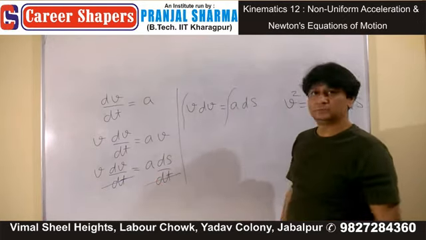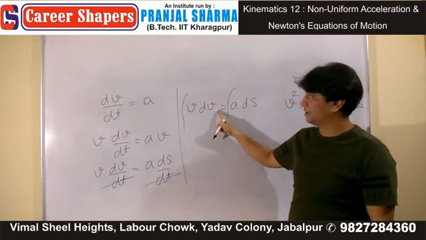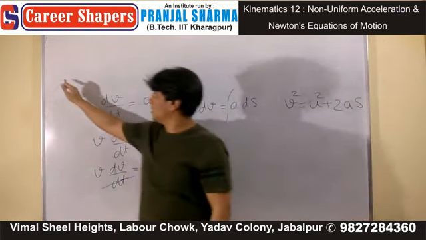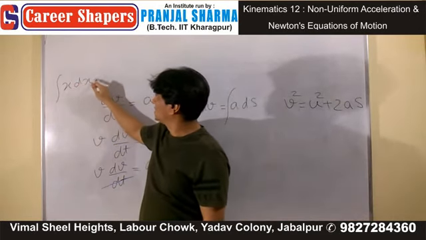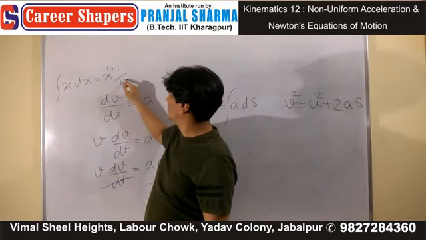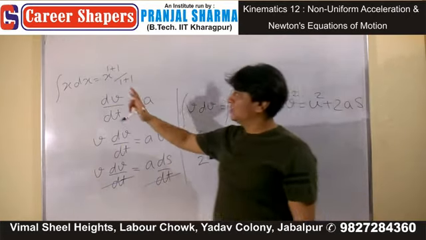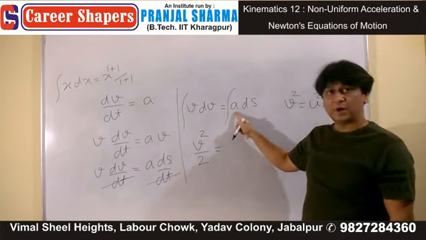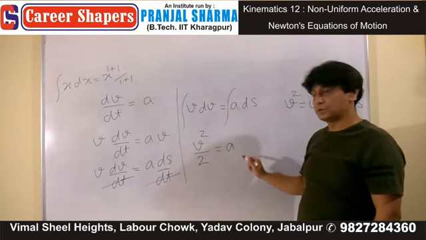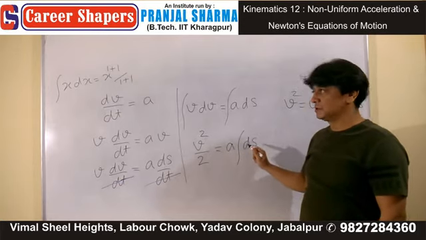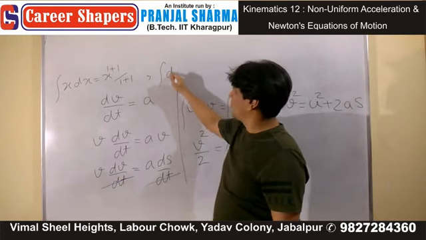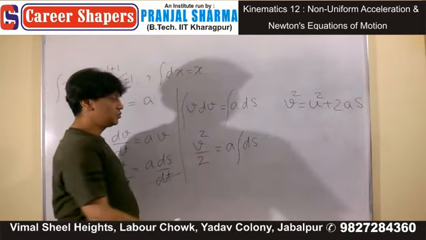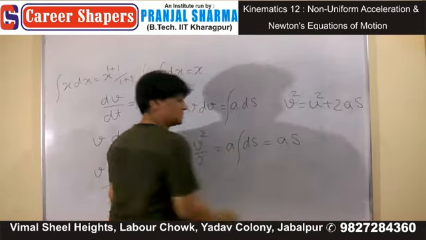Now integrate this. What is this? V dv, which is like x dx, which is what? V square by 2. Again, what is integration of x dx? Remember this, x dx. We have replaced x with v dv. It will be V square by 2. What is a? A constant. Keep it out. Integrate what? ds. What is the integration of dx? X. So what is integration of ds? Integration of ds is s.